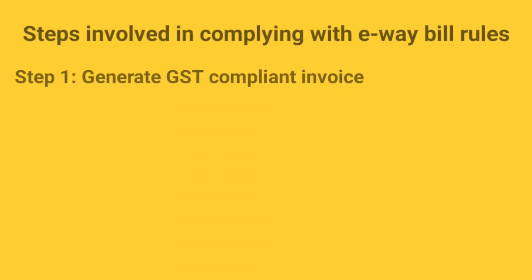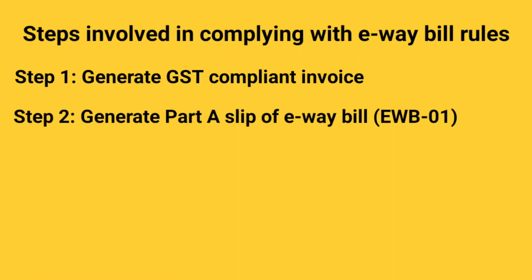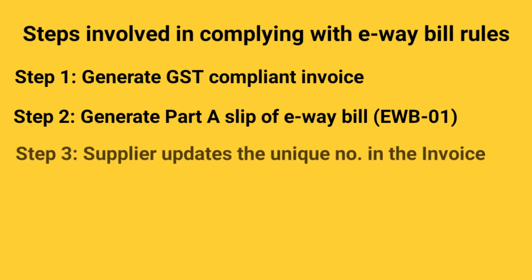The process of generating e-way bill via any mode broadly has the following steps. Step 1. Generate GST compliant invoice or debit note or credit note or bill of supply or delivery challan. Step 2. Generate Part A of e-way bill, that is EWB01 form online by entering details of the invoice or bill and other details. The details will be automatically updated in GSTR1 also. Step 3. Update the e-way bill number in the invoice by the supplier.